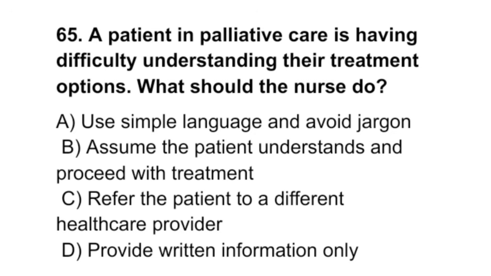65. A patient in palliative care is having difficulty understanding their treatment options. What should the nurse do? A. Use simple language and avoid jargon. B. Assume the patient understands and proceed with treatment. C. Refer the patient to a different healthcare provider. D. Provide written information only.